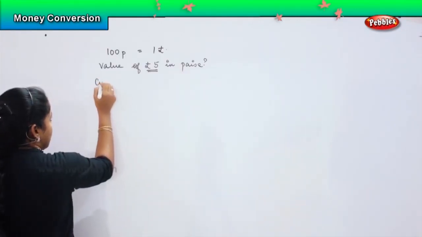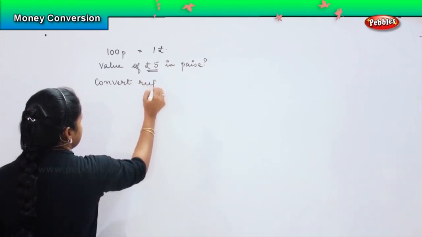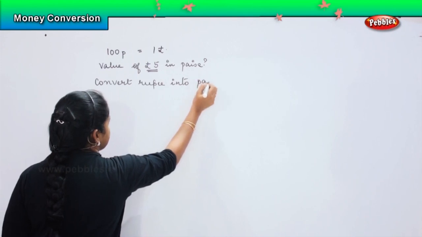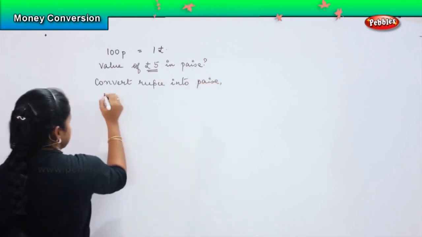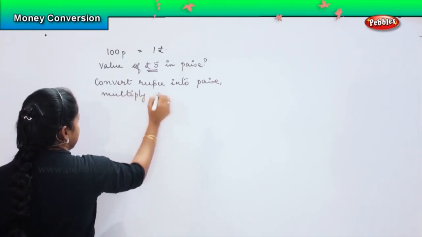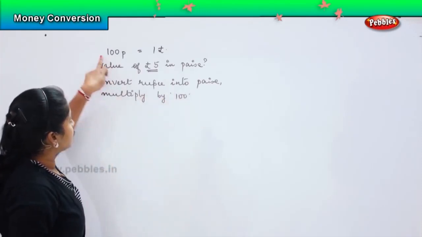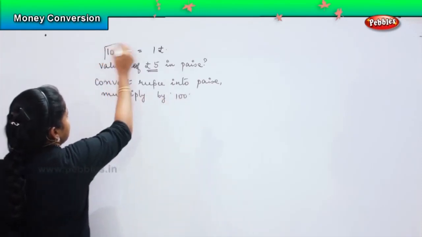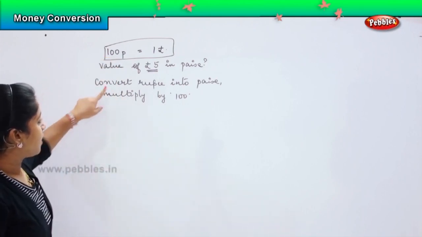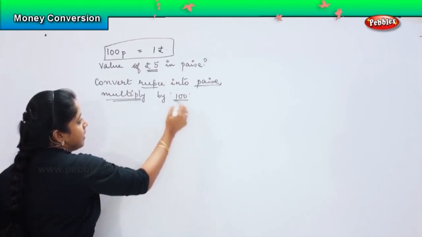Whenever you have to convert rupee into paise, you need to multiply by 100. The reason is because we know that 100 paise makes 1 rupee, right? So this is our main equation. So if I have to convert a rupee into paise, I need to multiply it by 100.